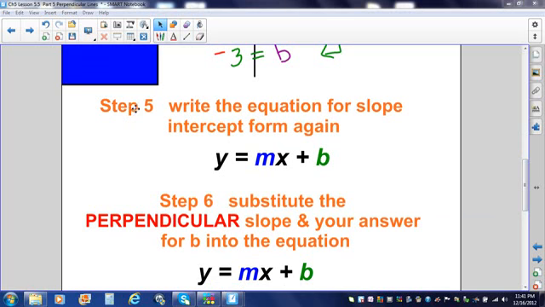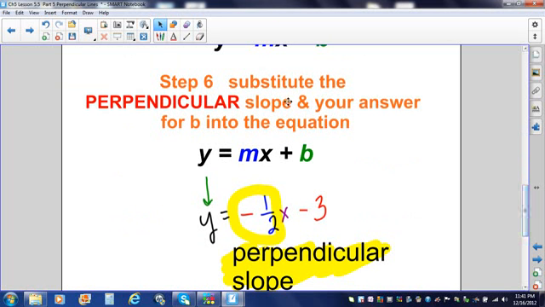Step number 5, write the equation for slope-intercept form again. Y equals mx plus b. I guess we're going too slow. We better hurry up. Step number 6, substitute the perpendicular slope and your answer for b into the equation.